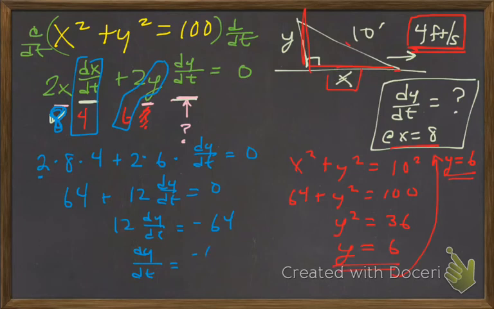dy dt is equal to negative 64 over 12, which reduces to negative 16 thirds, which is approximately negative 5.333.